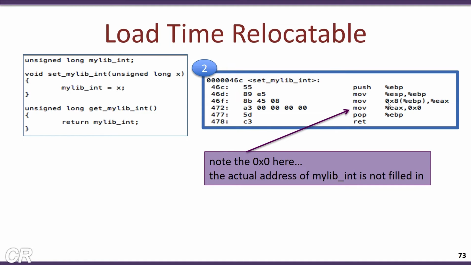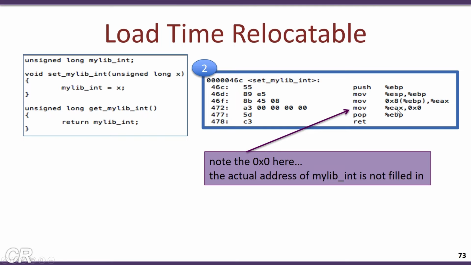Next, we see what happens when we actually execute a program that uses this particular library. So, what we do is create a program, link it to this library, and then use GDB on that program.